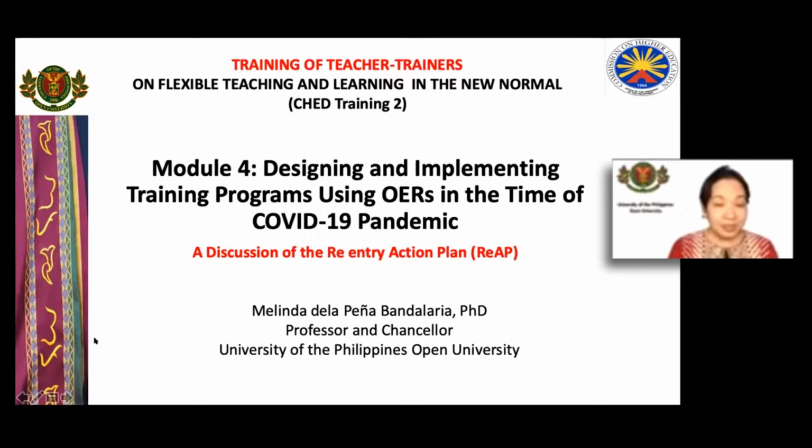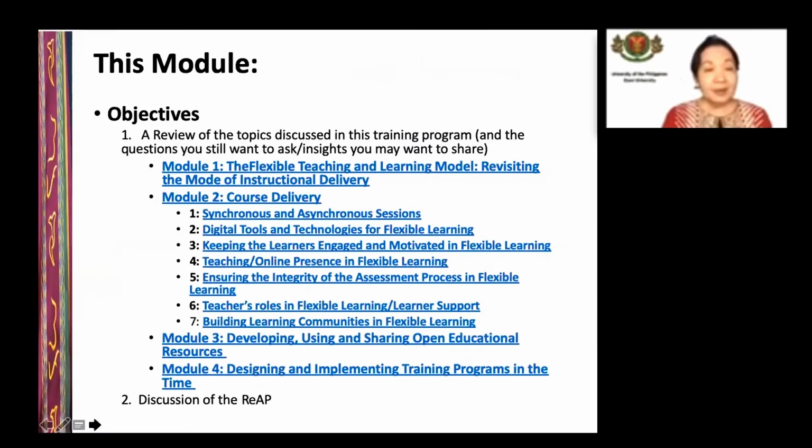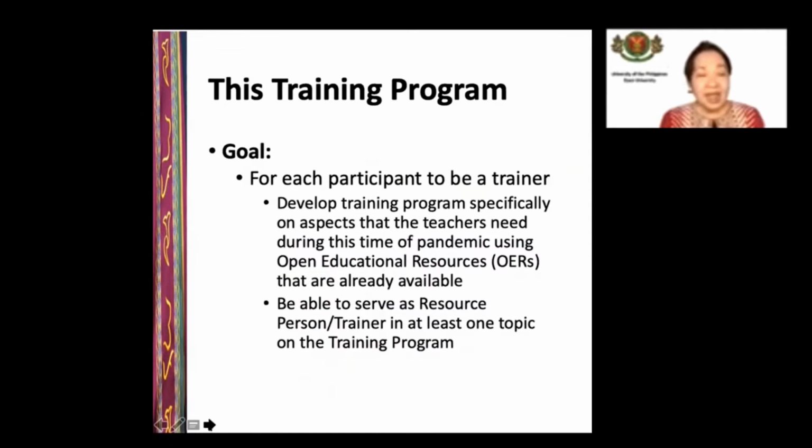Okay? So we have only 2 objectives. First is a review of the topics we discussed in this training program. For our objective number 2, it will be a discussion on how you will be doing your re-entry action plan. So if you will recall again, as implied in the title of the training program, what we are really doing here is a training of trainers.